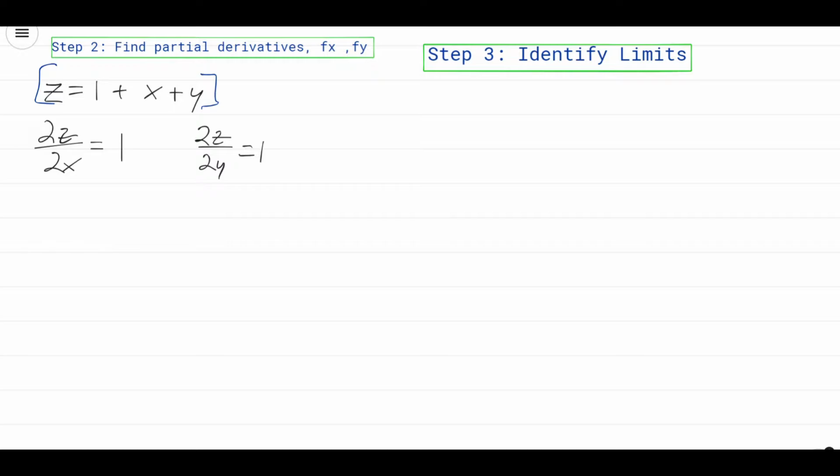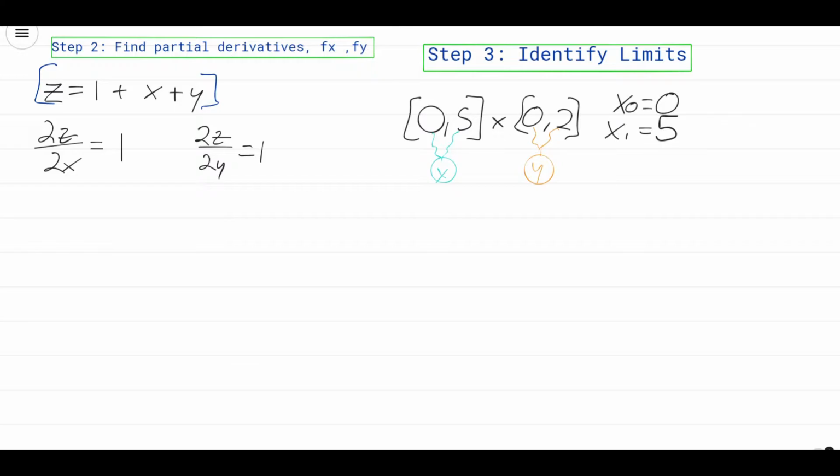For step 3, we're going to identify the limits. We were given a rectangle, above the rectangle [0, 5] times [0, 2]. Since we weren't explicitly told which one is x and which one is y, we can safely assume that the first one is x and the second one is y. Thus, our x limits are 0 to 5, and our y limits are 0 to 2.